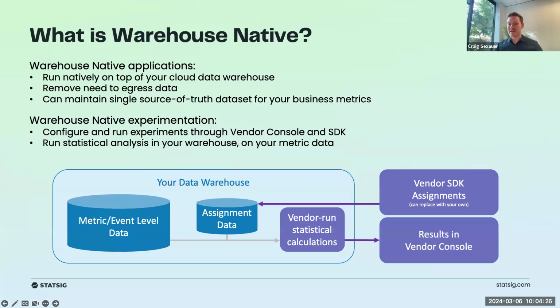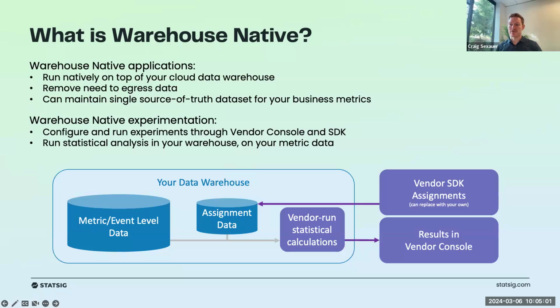Warehouse native has become a more and more common term in the last couple of years, especially with the advent of CDPs, or customer data platforms, where there's a lot of tools where you can move things into one place, basically. Warehouse native applications just run on top of your existing cloud data warehouse. This is often something like Snowflake, Databricks, Redshift, BigQuery. And what these do is remove the need to egress or transfer data. Since you're running things directly on top of your own tables, you're getting basically a direct sync all the time with your applications that are using that data.